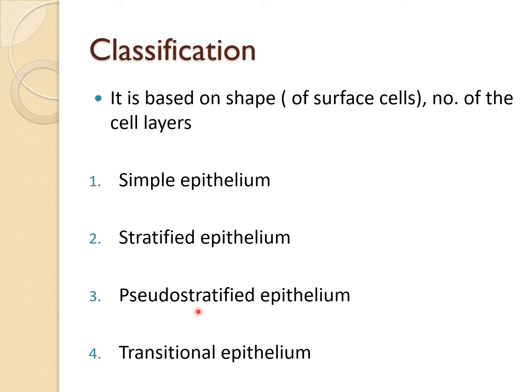If there is a single layer but it looks like multiple layers, this type of epithelium is called pseudostratified epithelium. And between the stratified, pseudostratified and simple epithelium, the ones that change the shape of the cells in the layers are called transitional epithelium. This is the classification of epithelium depending on the cells' arrangement and morphology.